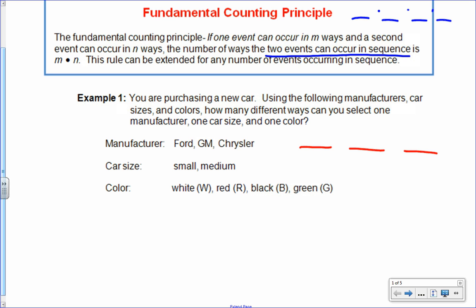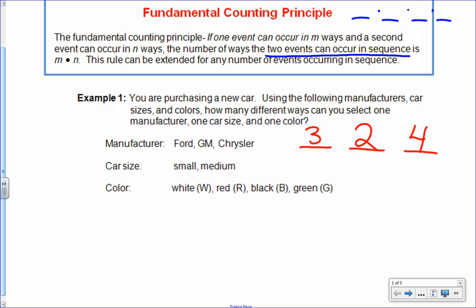So in that first blank, how many options do you have? 3. Have any of them been eliminated, like saying you can't do Ford or can't do any of them? No, I said any of the 3, right? So there are 3 options. In the second one, you're either going to get small or medium. So there are, and I haven't eliminated any, so 2. And then the last one, we have 1, 2, 3, 4, because we have white, red, black, and green. So we have 4. So does that mean 324?